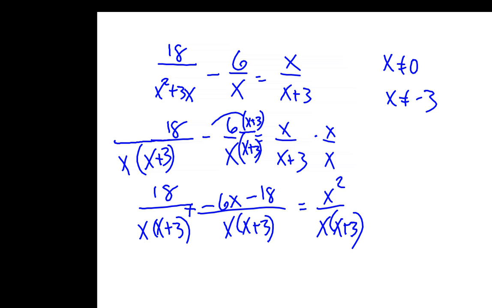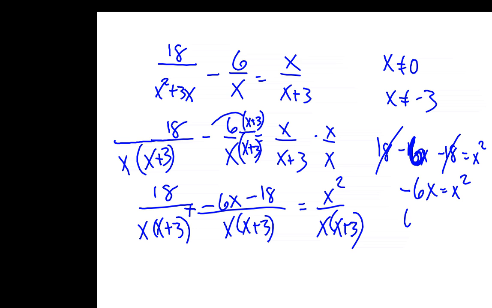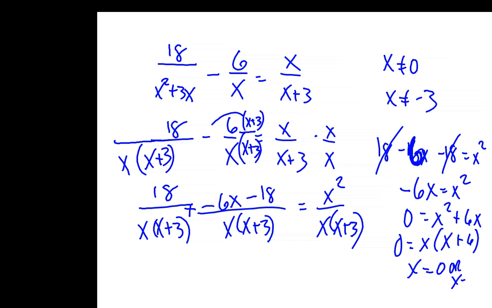And then if I just set the numerators now, because the denominators are the same, that means that 18 minus 6x, minus 6x minus 18 must equal x squared. Well, the 18s cancel. So I get negative 6x equals x squared. So that's 0 equals x squared plus 6x. That's factorable, x times x plus 6. And therefore, I'll get x equals 0 or x equals negative 6.